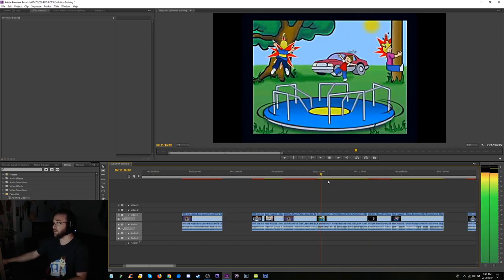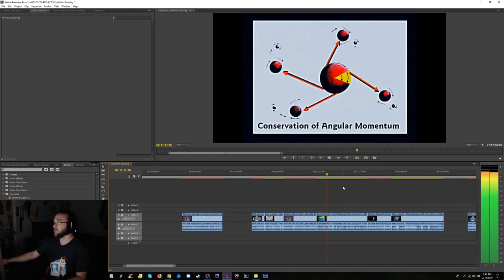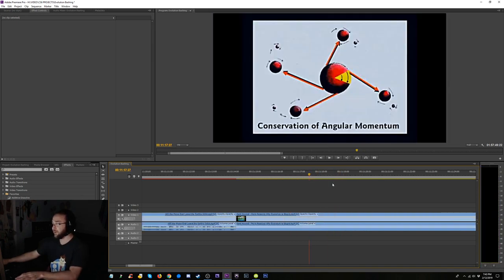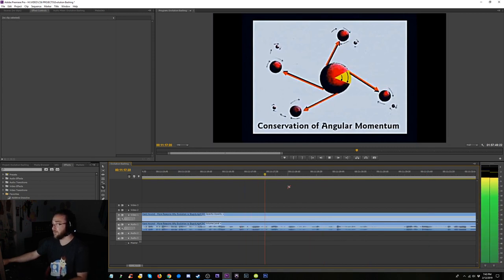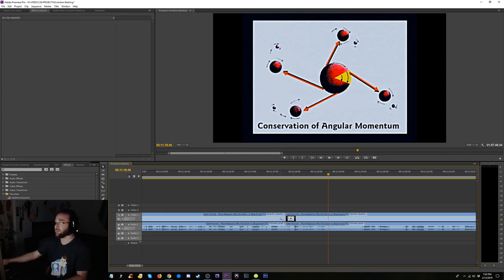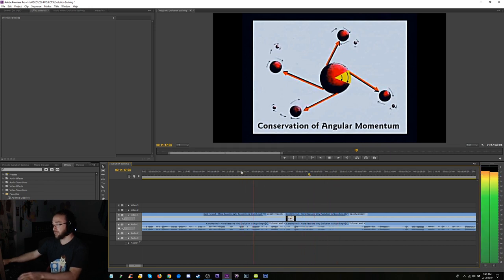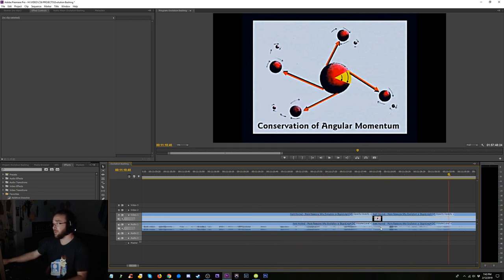Conservation of angular momentum says spinning objects break apart and the fragments spin the same direction.